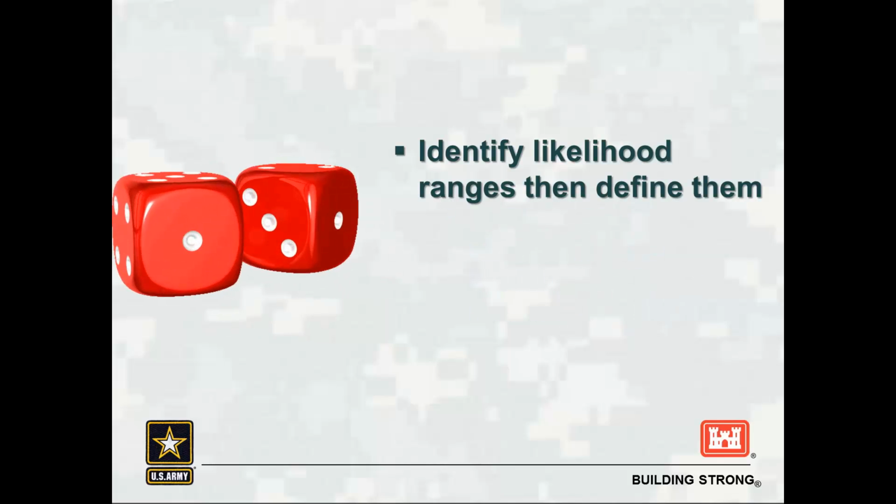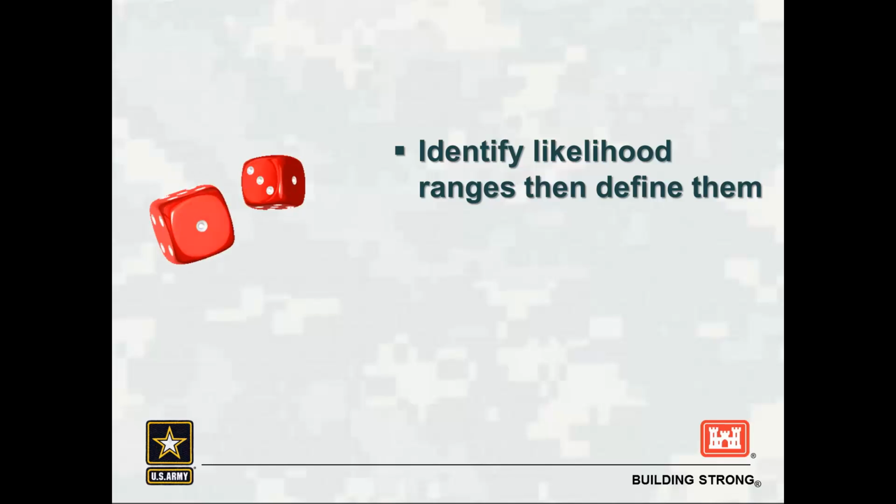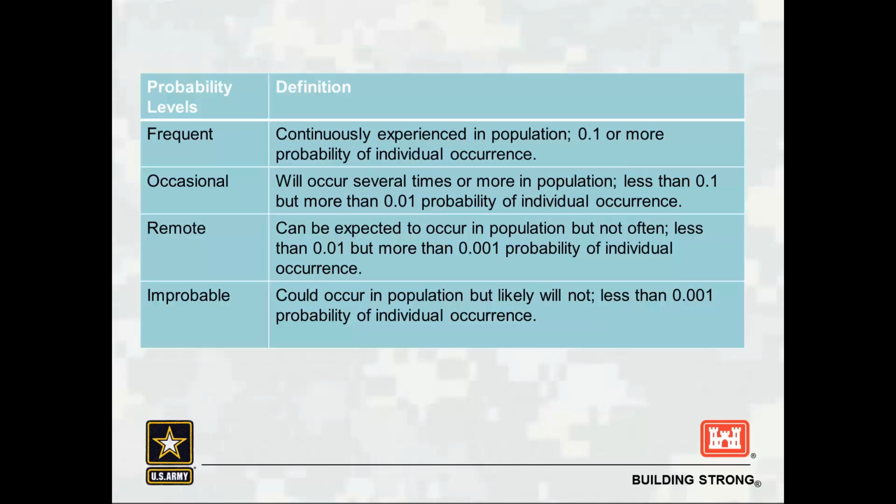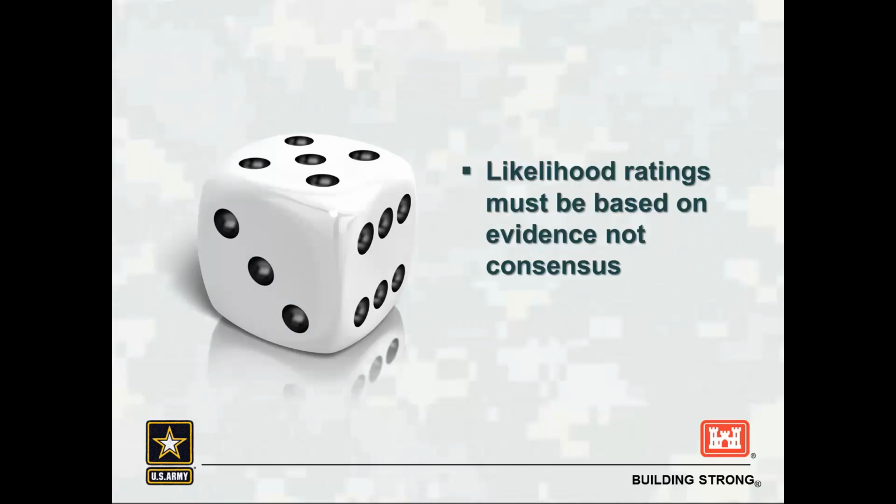After you identify the consequence categories and rate the consequences, you're going to need to identify the likelihood ranges and define them as well. So to parallel the consequences you saw before, here are some likelihood ratings. When the time comes to rate the hazards or the risks that you are trying to prioritize, once again, it's critically important that those ratings be based on evidence and not consensus or argumentation.